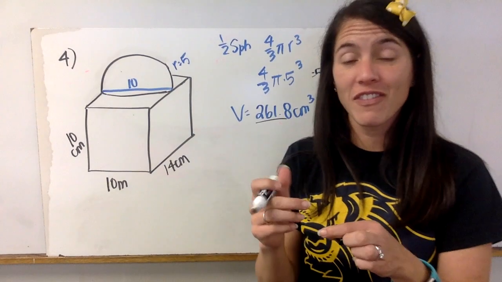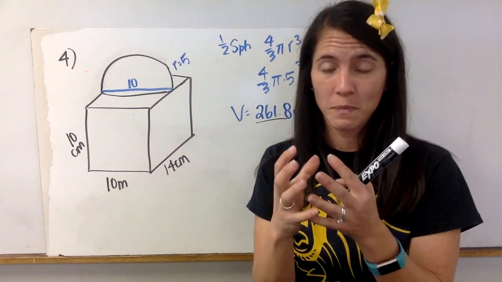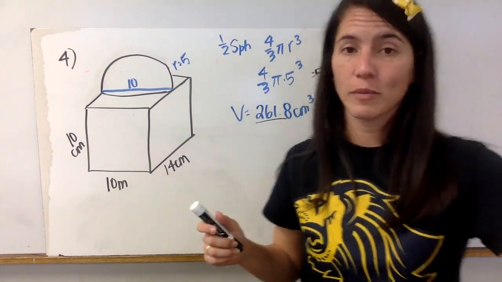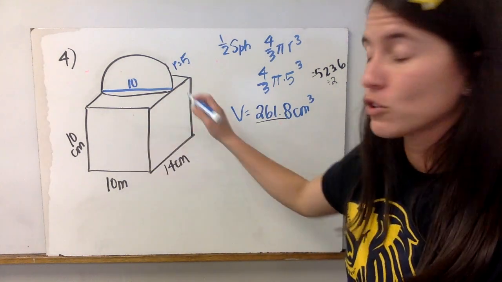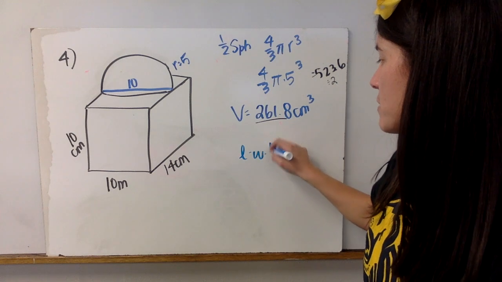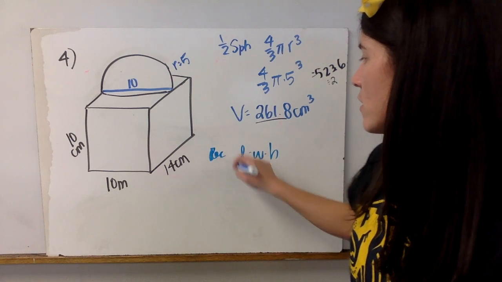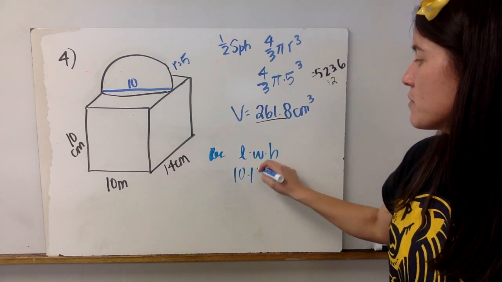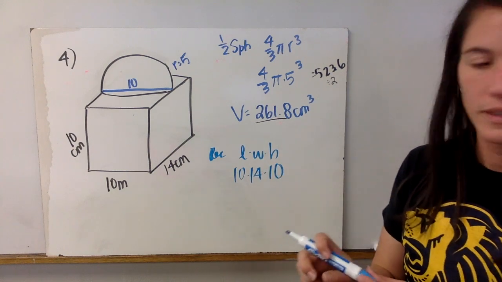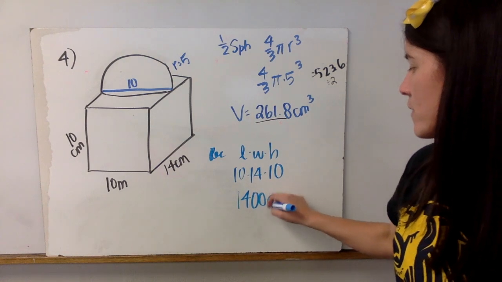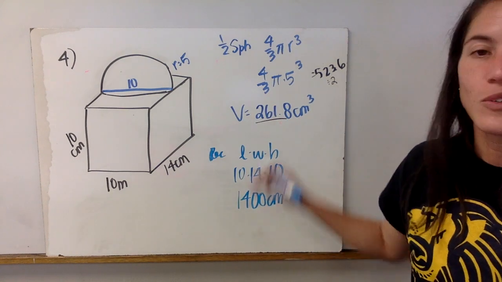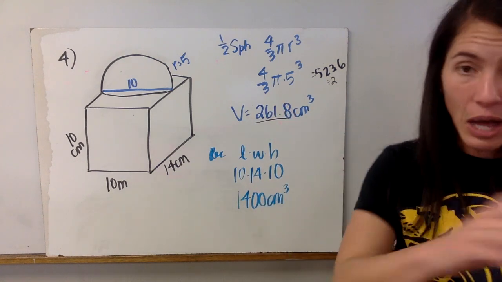So again, you have to find the volume of the whole sphere and then divide it by 2 to find the volume of the half sphere. Now, the volume of the rectangular prism is length times width times height. So 10 times 14 times 10. And the volume of this is 1,400 centimeters cubed.